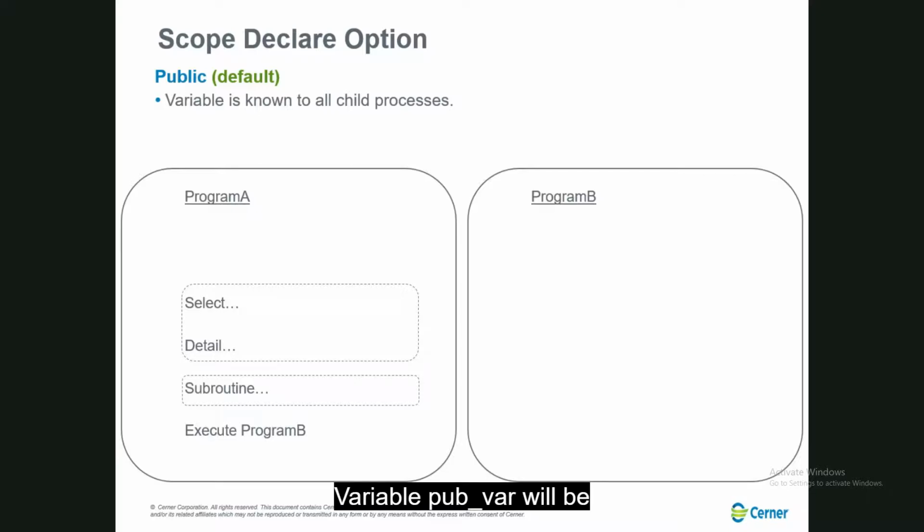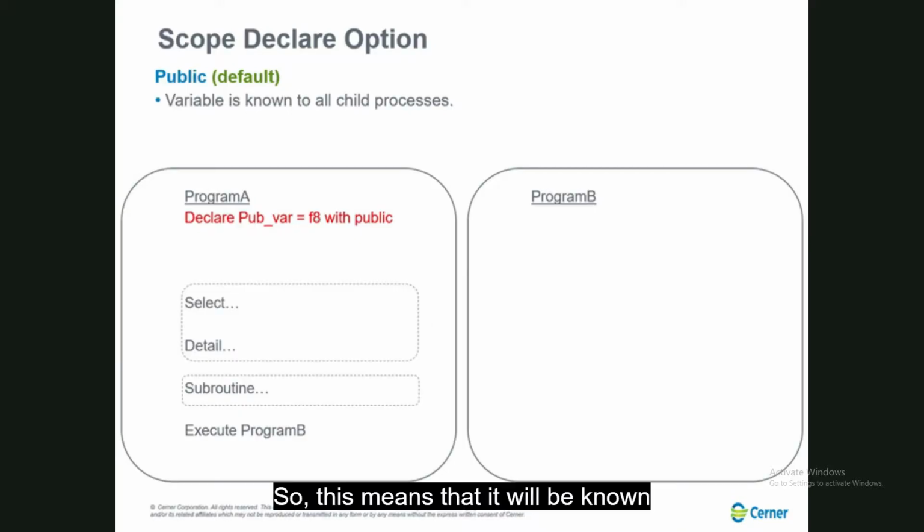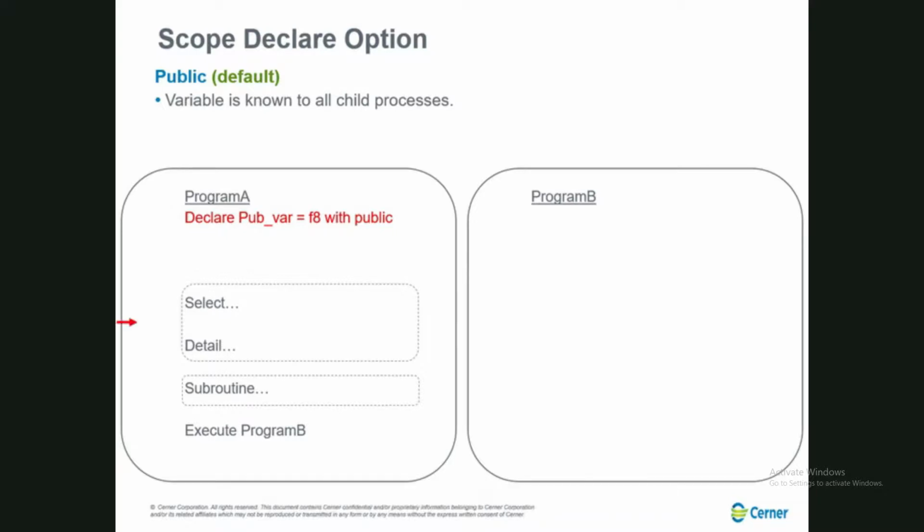Variable pubvar will be declared as an F8 with a scope of public. So this means that it will be known in all child processes. It will be known in the select command, the subroutine, and in Program B.